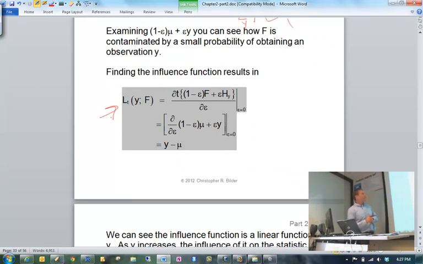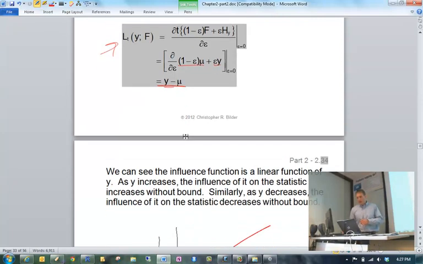So now I take the derivative with respect to epsilon, and wherever I see an epsilon after I take the derivative, I put in a 0. Obviously the derivative of 1 minus epsilon times quantity mu would be negative mu. Derivative of epsilon times y is y. So I'm left with this. All the epsilons for this very, very simple function disappear. So my influence function is y minus mu. What does that mean then?